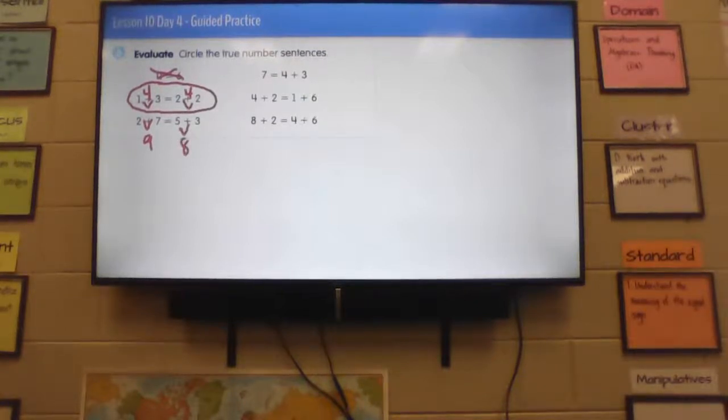Is 9 the same as 8? No. Because I'm going to tell you right now, if I had 9 pieces of gum and Ben got 8 pieces of gum, he's going to look and say, what? That's not fair. That's more. So, Bryson, I know that one's not equal, so I'm going to mark an X through it.